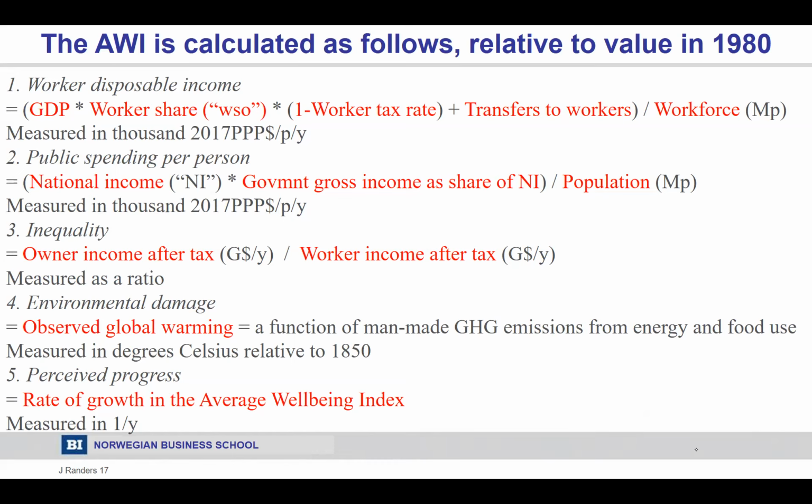You need a GDP forecast. You need a forecast of the worker share of output. You need worker tax rates. You need the transfers, governmental transfers from the rich to the poor. You need the workforce. You need the national income. You need the government gross income as share of national income. You need a population. You need owner income after tax, worker income after tax, observed global warming, and rate of growth in the average well-being index. This is not many variables compared to the endless number you would have thought was necessary. It still is a large number of them.